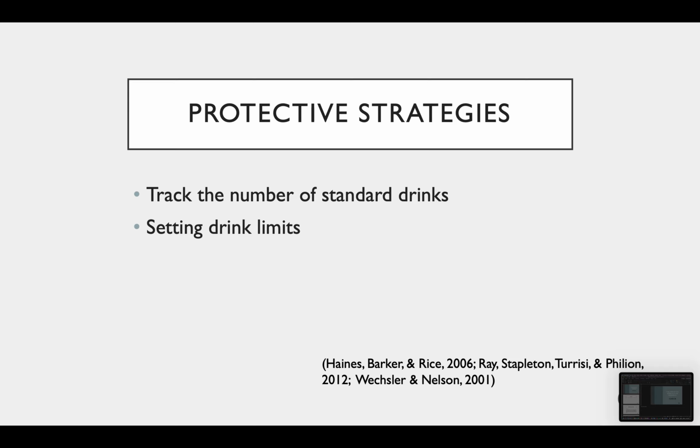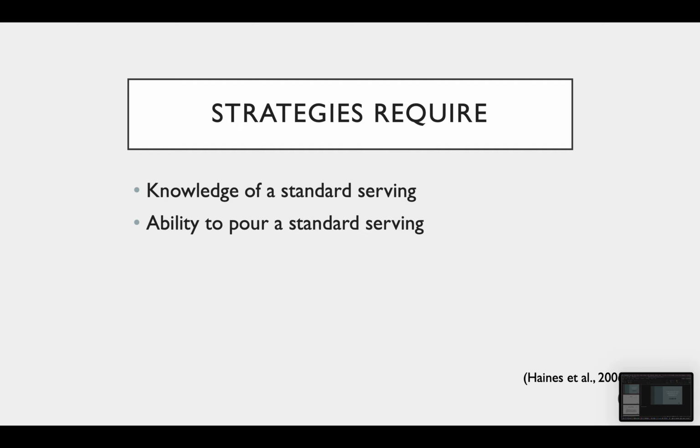Researchers and college administrators have suggested that having college students track the number of standard drinks they consume, particularly in a single drinking episode, might be an important skill to help them avoid binge drinking and the associated negative consequences. This may be, at least in part, because college students who report avoiding binge drinking also report counting drinks or setting a drink limit to not exceed a specific number of drinks as two protective strategies they use to avoid binge drinking. However, counting drinks and setting drink limits require some understanding of and an ability to pour a standard serving of alcohol.